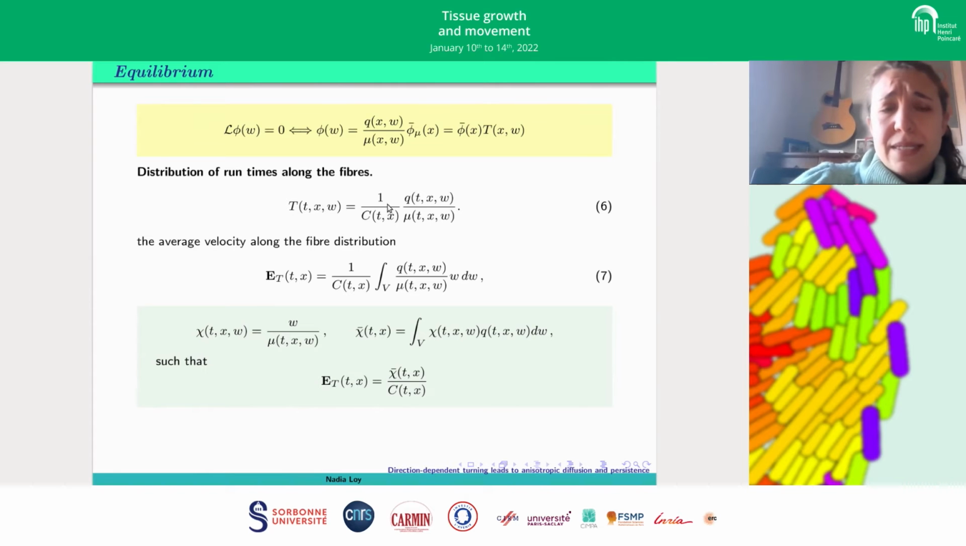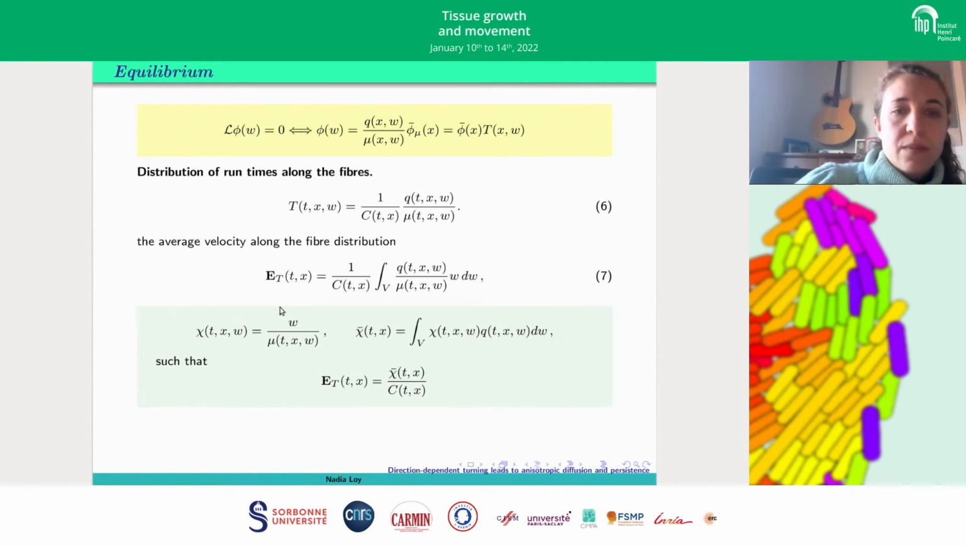And it may be seen as the distribution of run times along the fibers described by Q, because 1 over mu is the turning rate, and therefore 1 over mu is the run time between two consecutive reorientations for a cell having velocity w. Therefore, as T is actually a probability density function, it is our Maxwellian, and we can introduce its average velocity, that is the average velocity of the turning population over the fiber distribution.